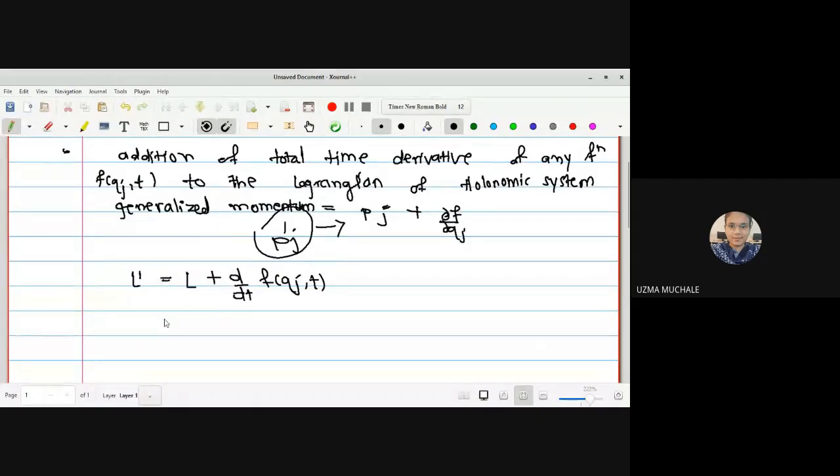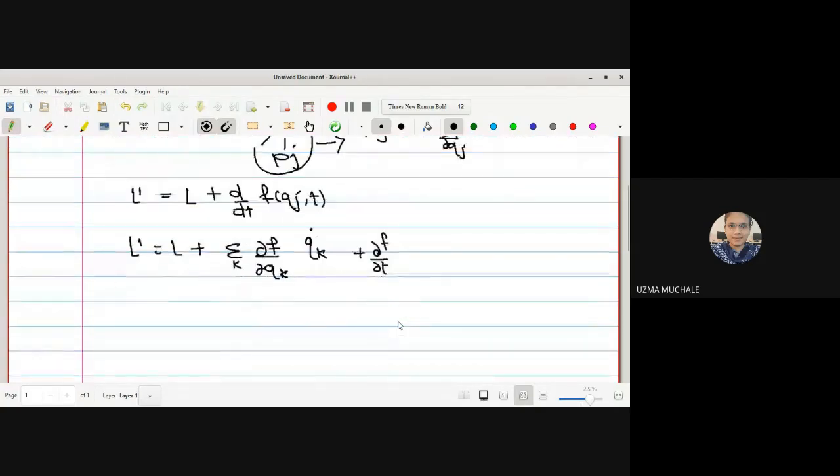Okay, so let me first find out L dash is equal to L plus summation over k, since j is already used. So first we'll evaluate the derivative of this. How to evaluate the derivative of this: dou f by dou qk times the derivative of qk with respect to t, plus dou f by dou t. Now we have to differentiate this with respect to qj dot.